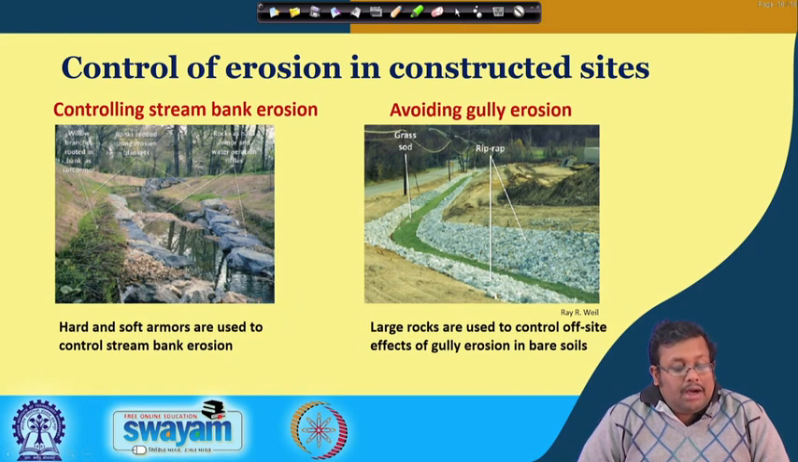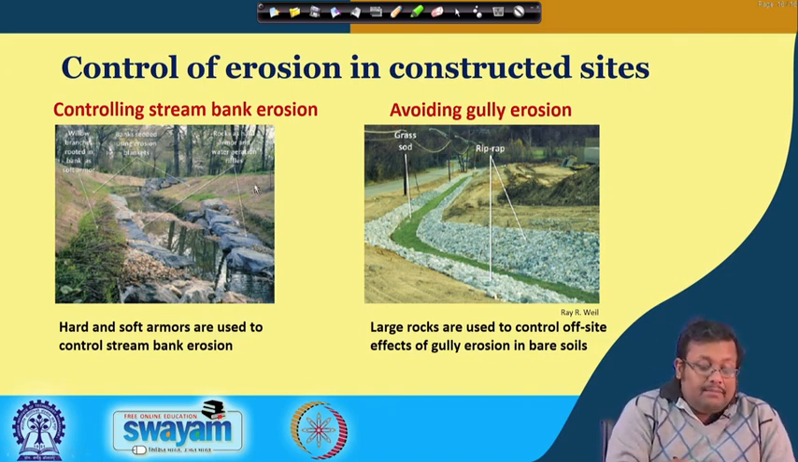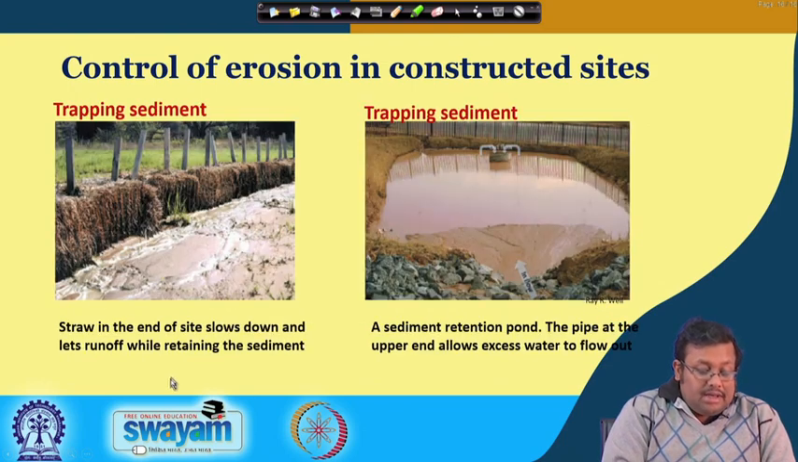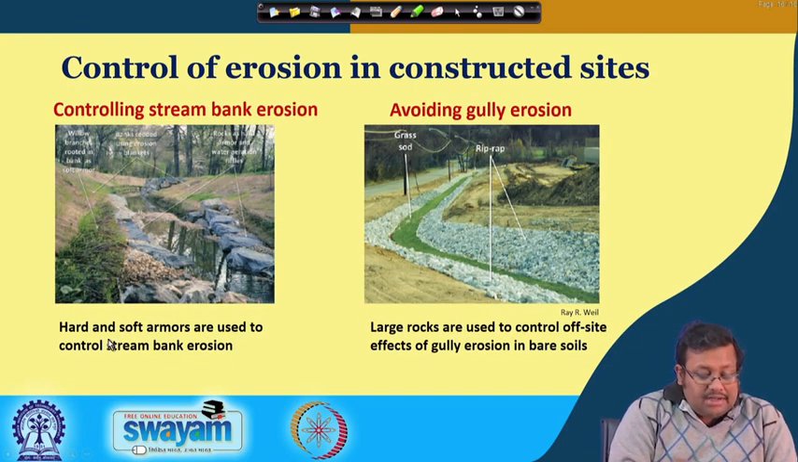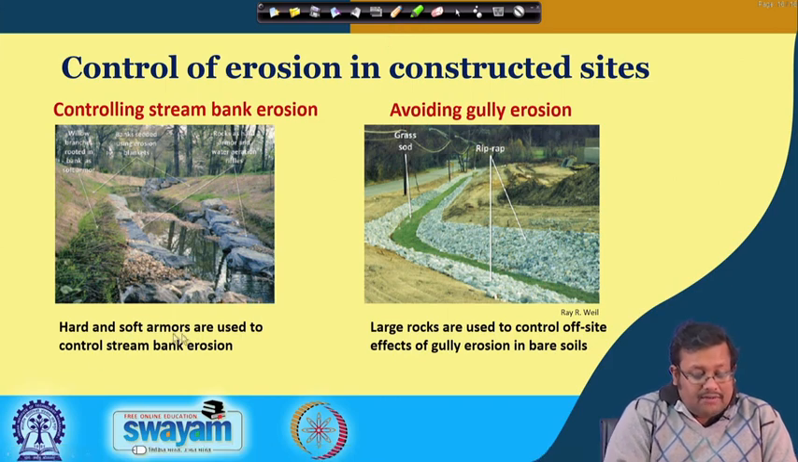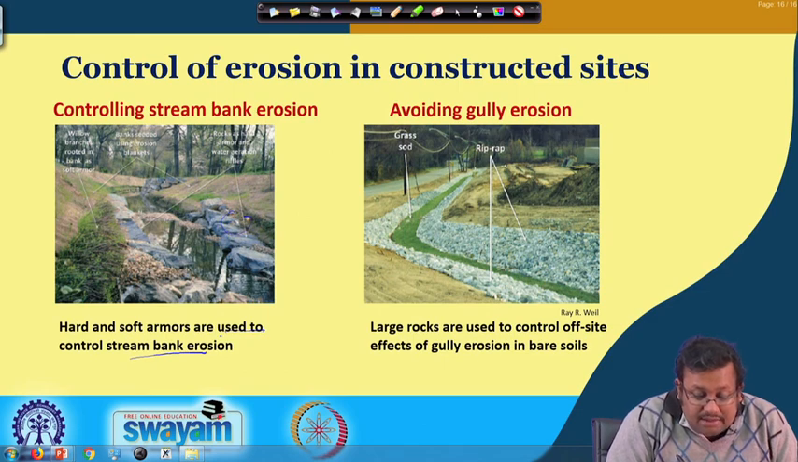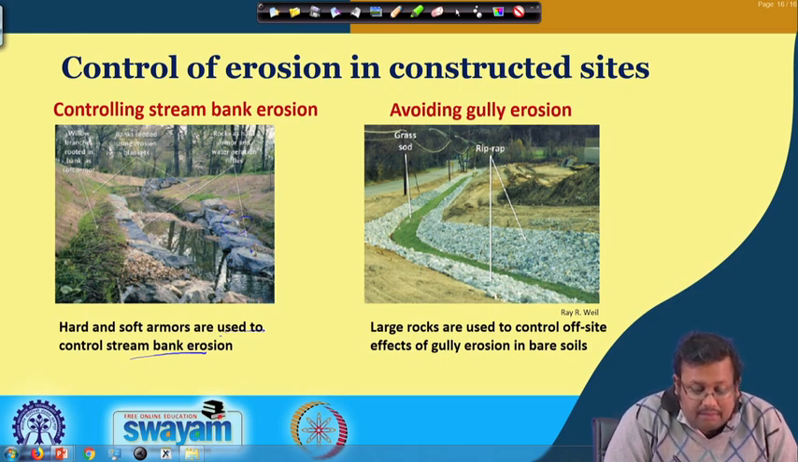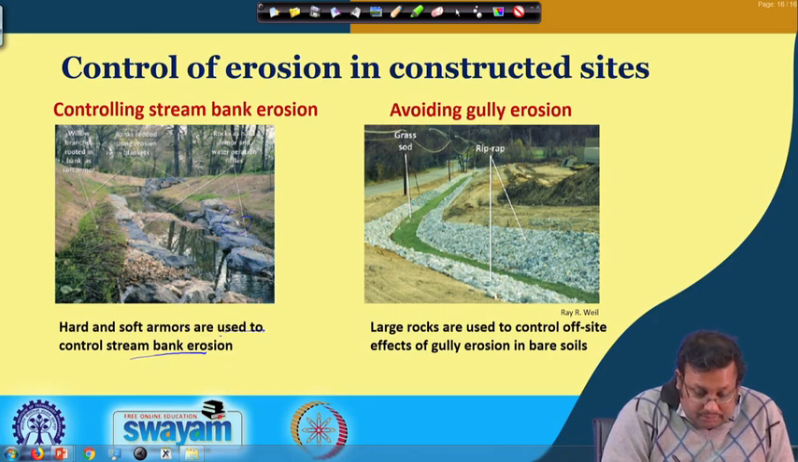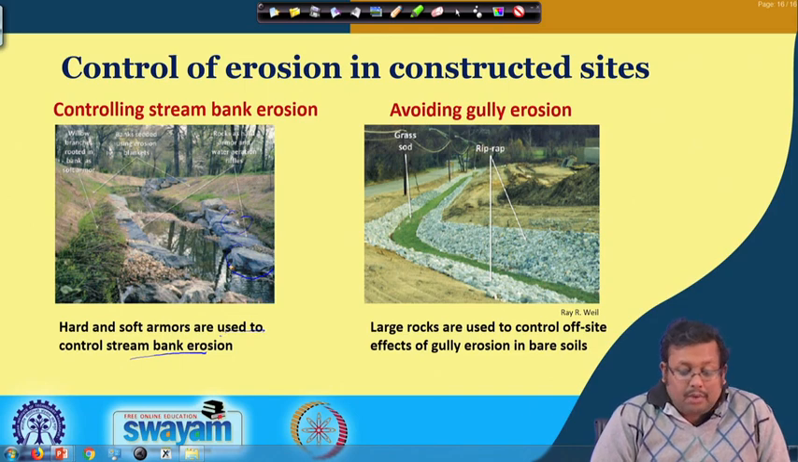Also, you can control stream bank erosion. Here is an example of controlling stream bank erosion. You can use hard and soft armors, which are basically used to control stream bank erosion. These are the rocks and armors which are present to ultimately lessen the impact of water moving through this water body.